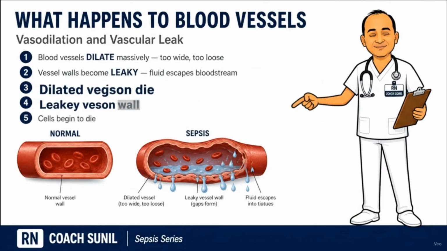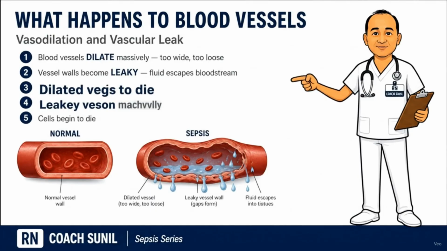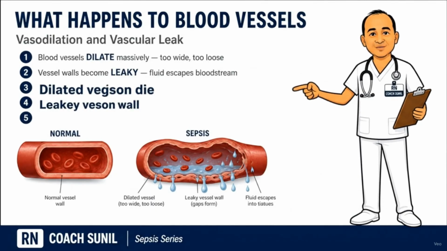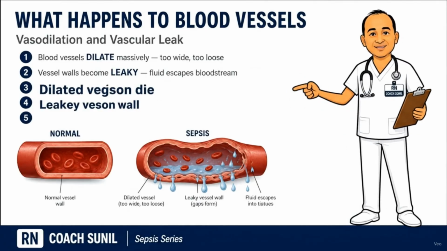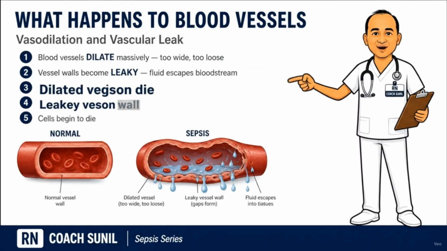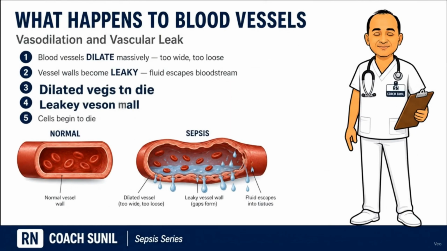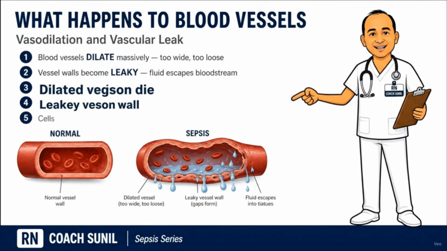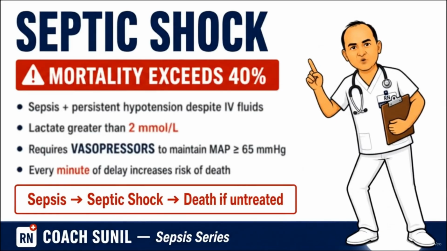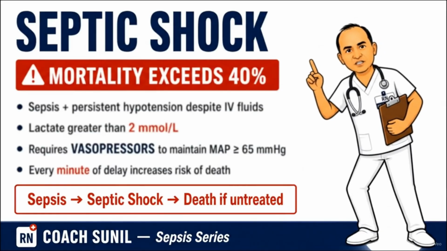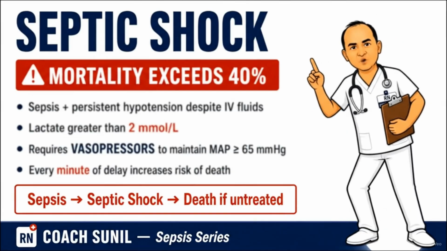The cytokine storm directly attacks blood vessels. Here is what happens step by step. First, blood vessels dilate massively. They become too wide, too loose. Second, the vessel walls become leaky. Fluid pours out of the bloodstream into the surrounding tissues. Third, blood pressure drops. There is not enough volume in the vessels to maintain adequate pressure. Fourth, tissues stop receiving enough oxygen. Cells begin to die.